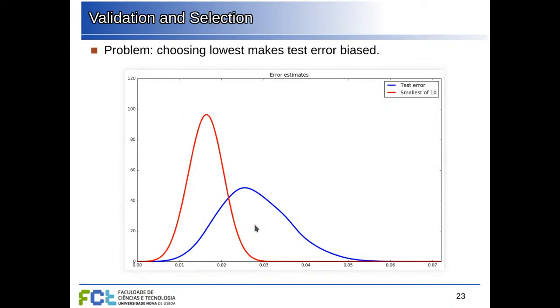So this plot illustrates this. Suppose that we have values with this distribution. This could be our unbiased estimates of the true error. The true error is somewhere here in the mean of these values.